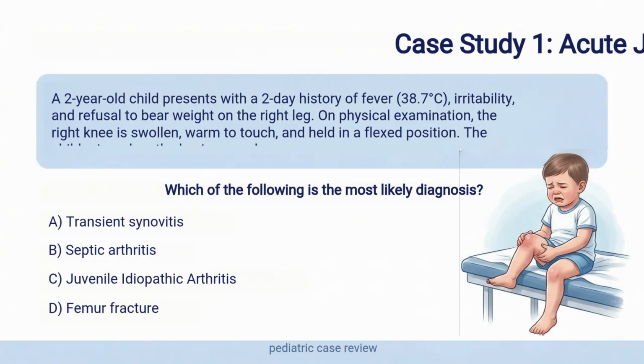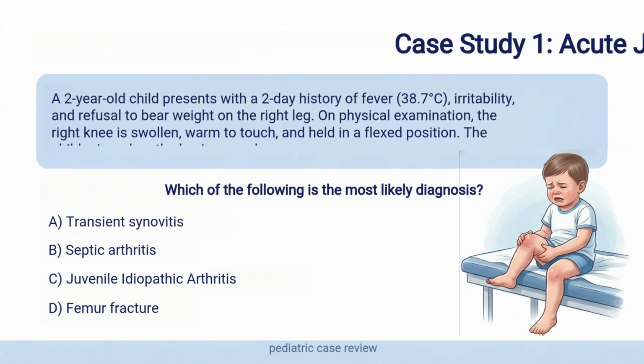Acute joint pain in a toddler. A 2-year-old child presents with a 2-day history of fever at 38.7 degrees Celsius, irritability, and refusal to bear weight on the right leg. On physical examination, the right knee is swollen, warm to touch, and held in a flexed position. The child cries when the leg is moved. Which of the following is the most likely diagnosis?